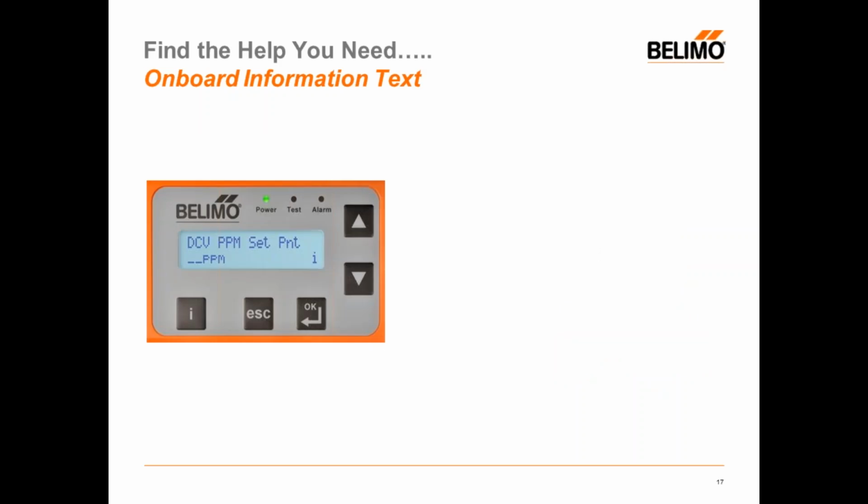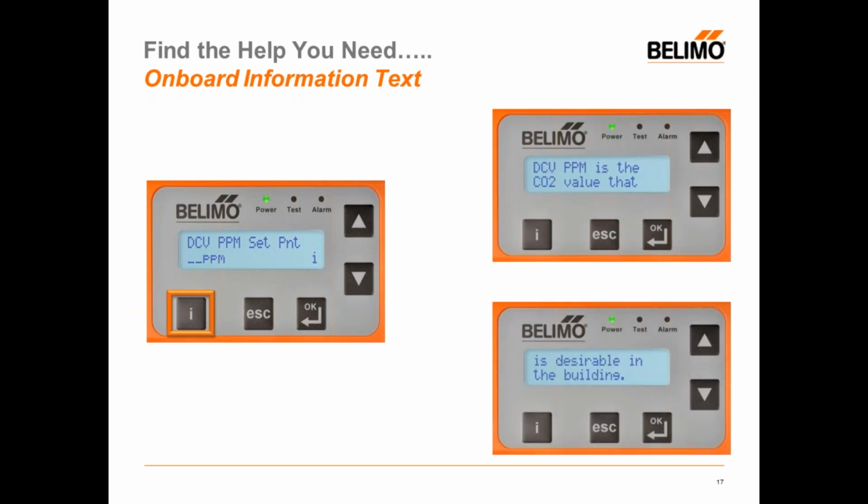It's worth noting that at any point in the setup process, if you come across a setting you'd like some more information on, anytime you see the I button on the display, it denotes that further information is available. In this case, DCV, or demand control ventilation, the CO2 threshold has additional text to describe what the parameter is.